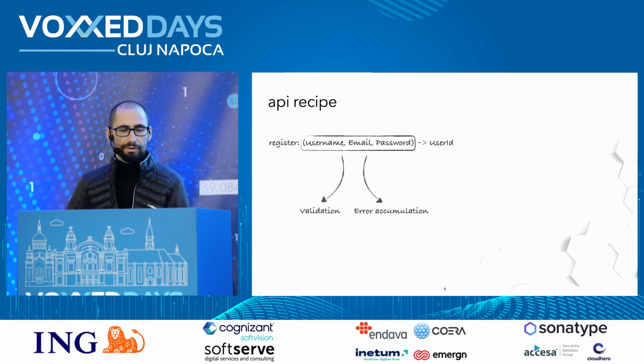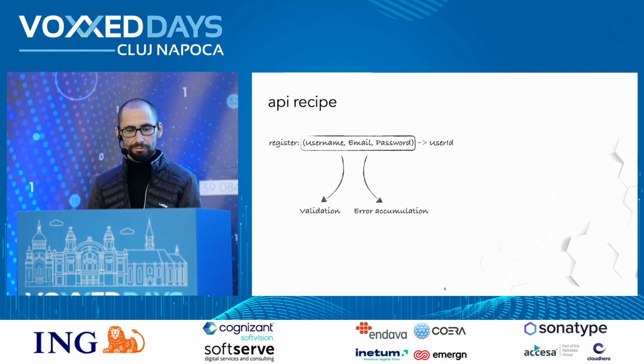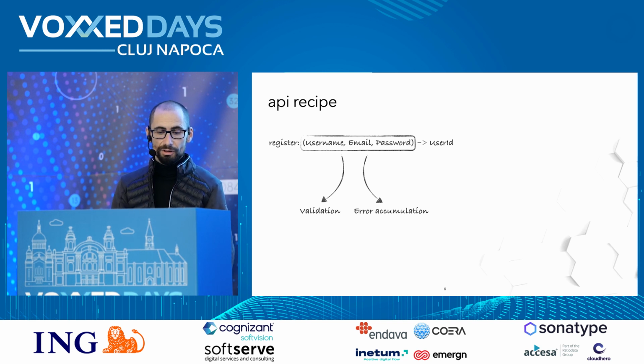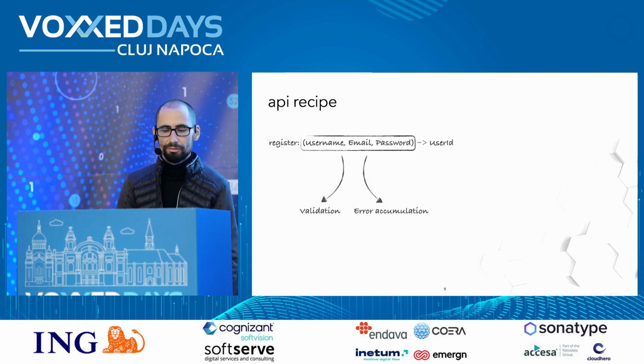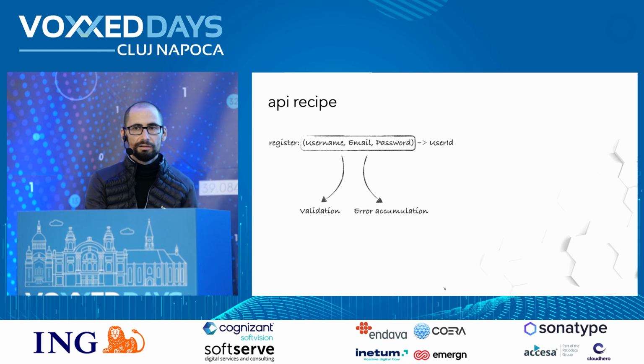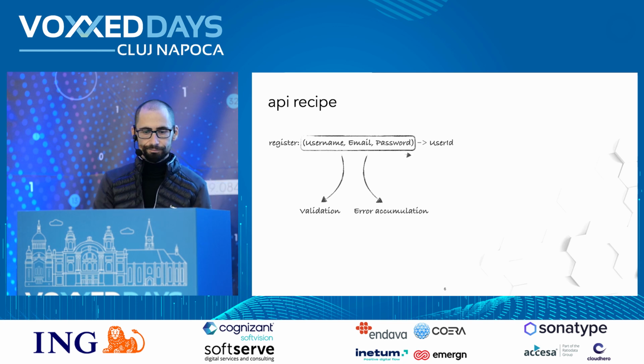Another thing that is very important, and maybe sometimes we don't put that much attention into it, is error accumulation. So imagine your user registers and has all of their input wrong. And we return, hey, your username is invalid. He fixes that and he submits again. And then we say, hey, your email is invalid, and so on. So we want to accumulate all of these errors and send them to the user all at once.